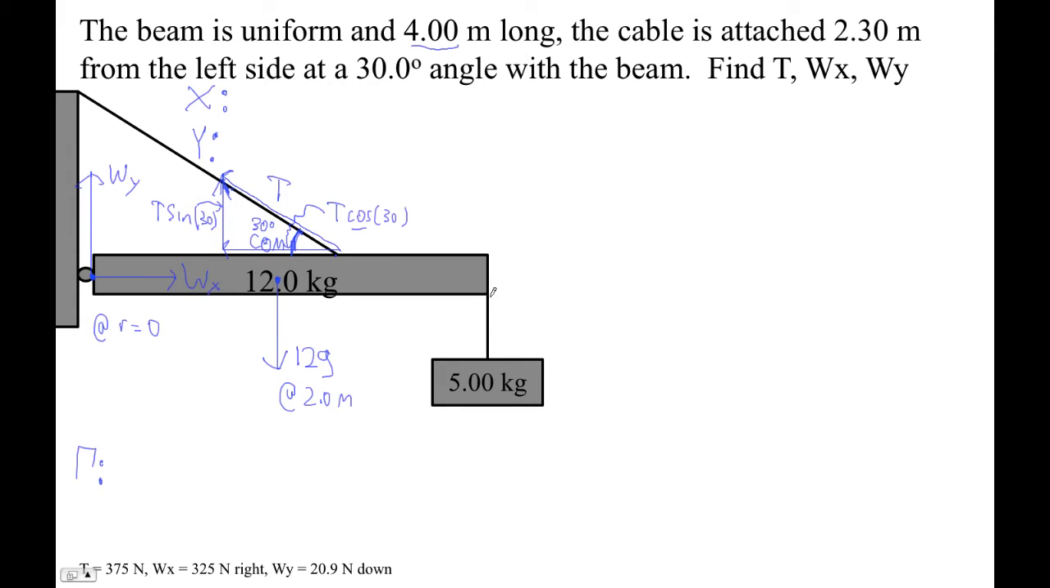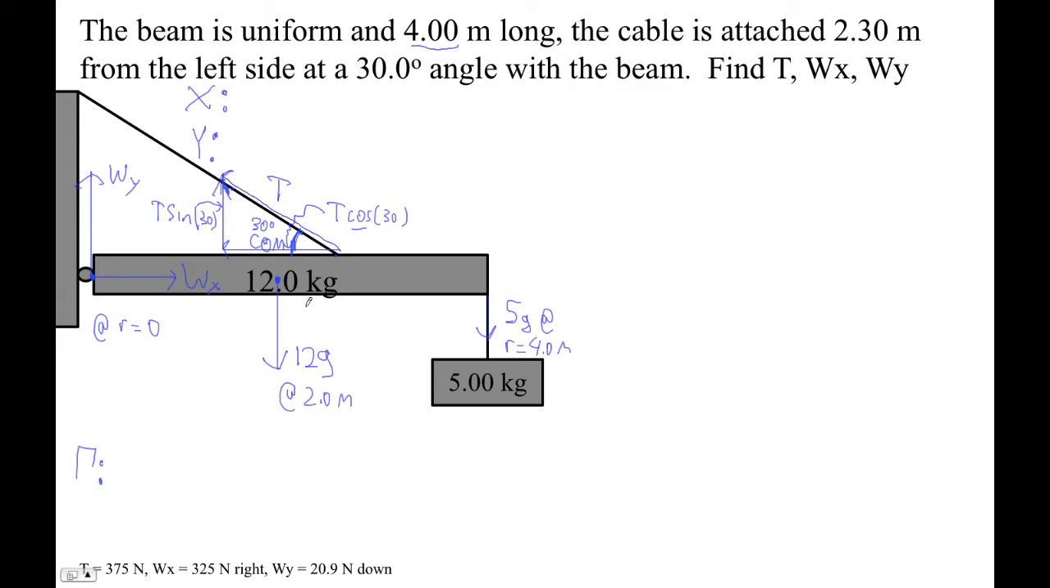And then, of course, we've got a force of 5G at 4 meters, right? And that's what we've got. We've got the force the wall's exerting in the X and the Y, the tension, the force of gravity acting down, and then this guy down, right?